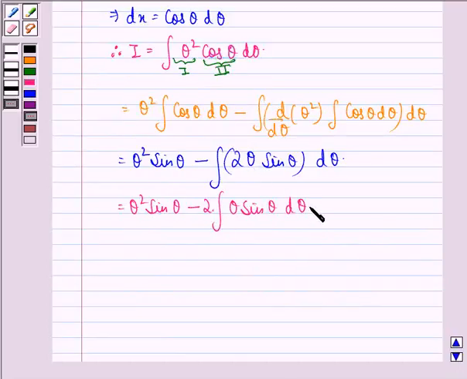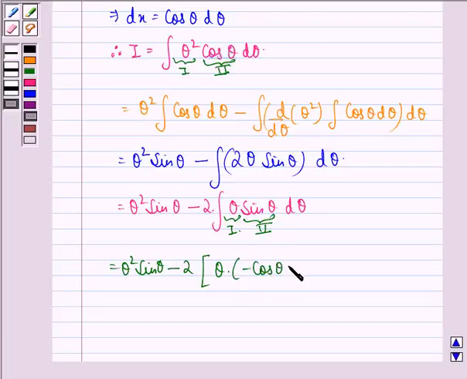Now here again we apply integration by parts. So this will be first function, this will be the second function. We get theta square sine theta minus 2 into theta into integral of sine theta d theta is minus cos theta, minus integral of d by d theta of theta, that is 1, into integral of sine theta is minus cos theta d theta. Plus some constant c.